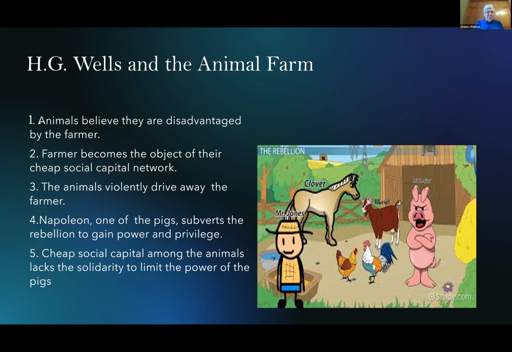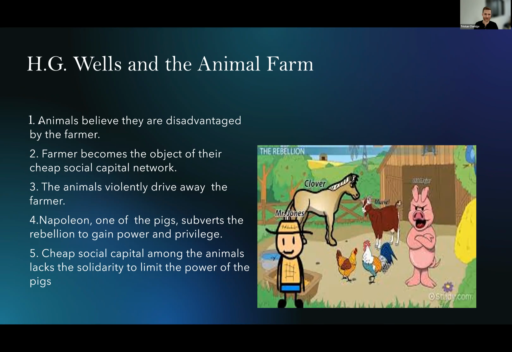They view him as responsible for their unfavorable condition. And so they adopt defensive and destructive means or approaches toward their object. In this case, they violently drive the farmer away. And then Napoleon, one of the pigs, subverts the rebellion to gain power and privilege. And unfortunately, the rest of the animals lack the solidarity to limit the power of the pigs. And so their condition at the end may have become just as bad as it was at the beginning. So if you want a manual for cheap social capital and how it works, go no further than H.G. Wells and his book, Animal Farm.